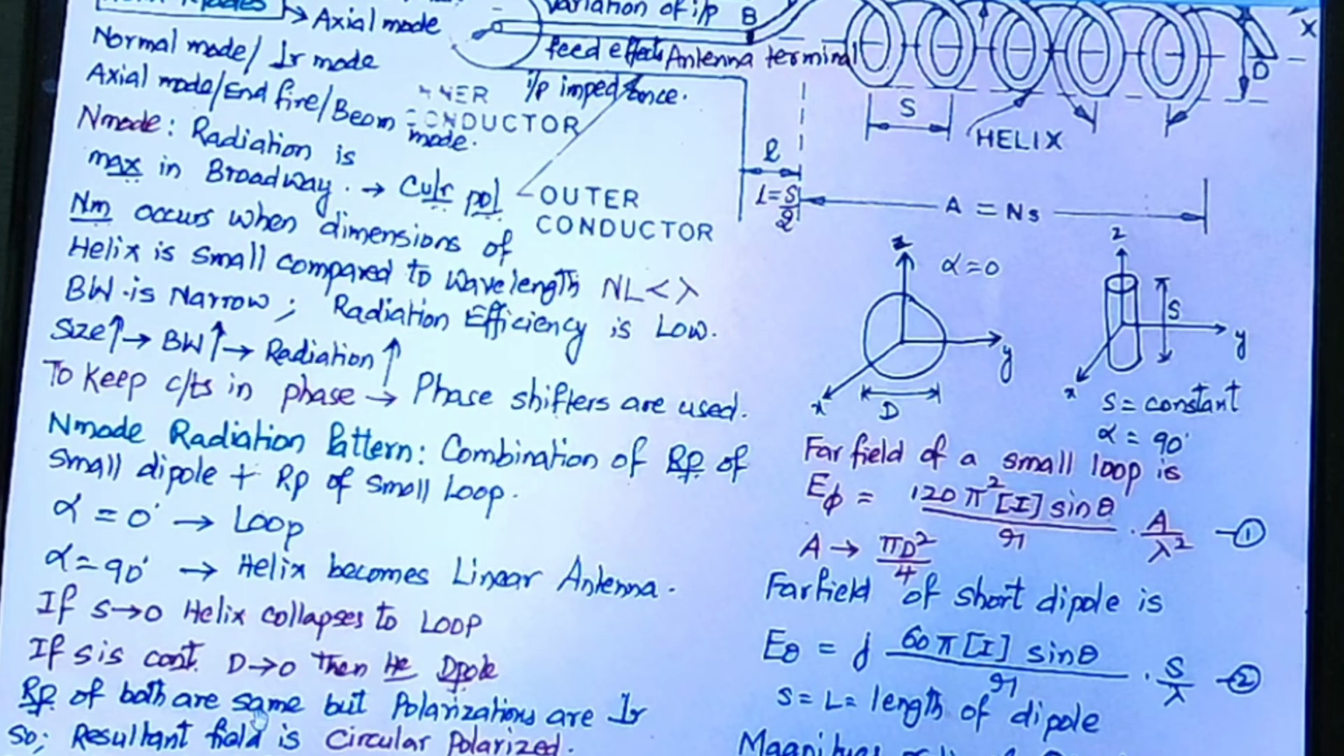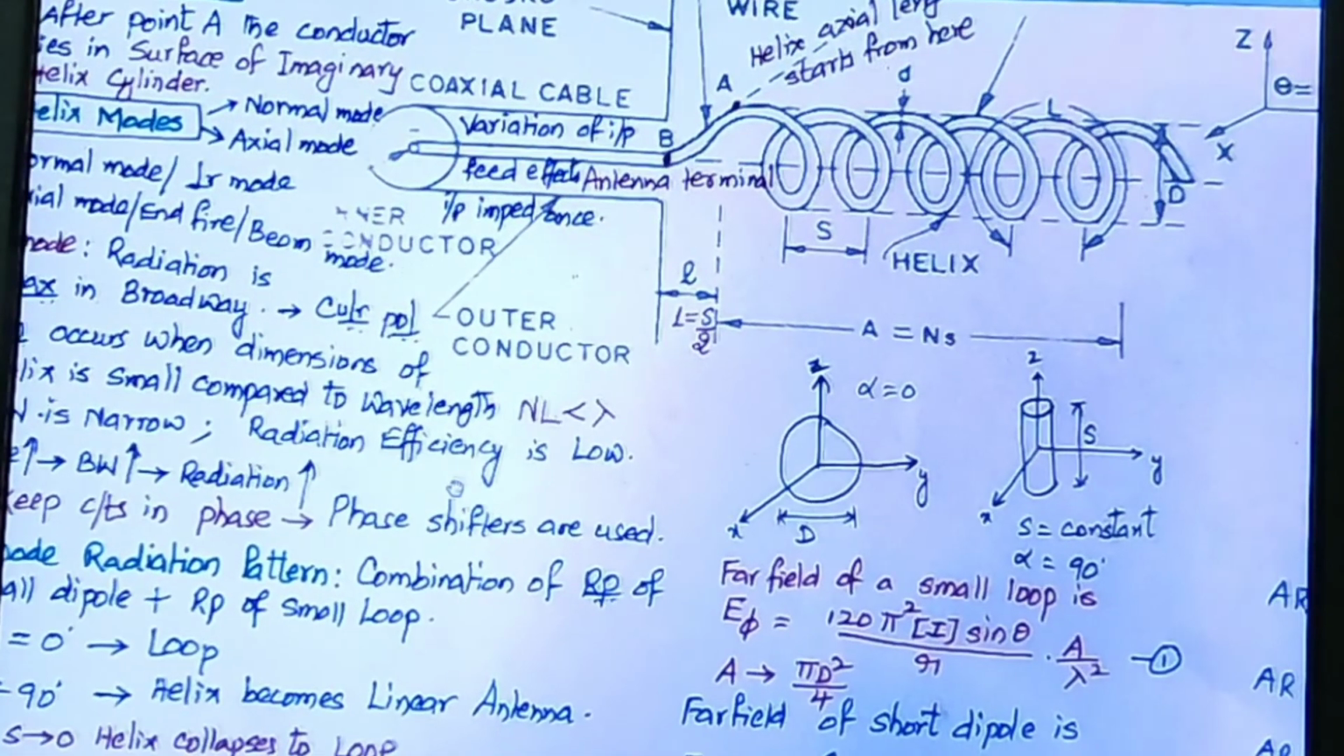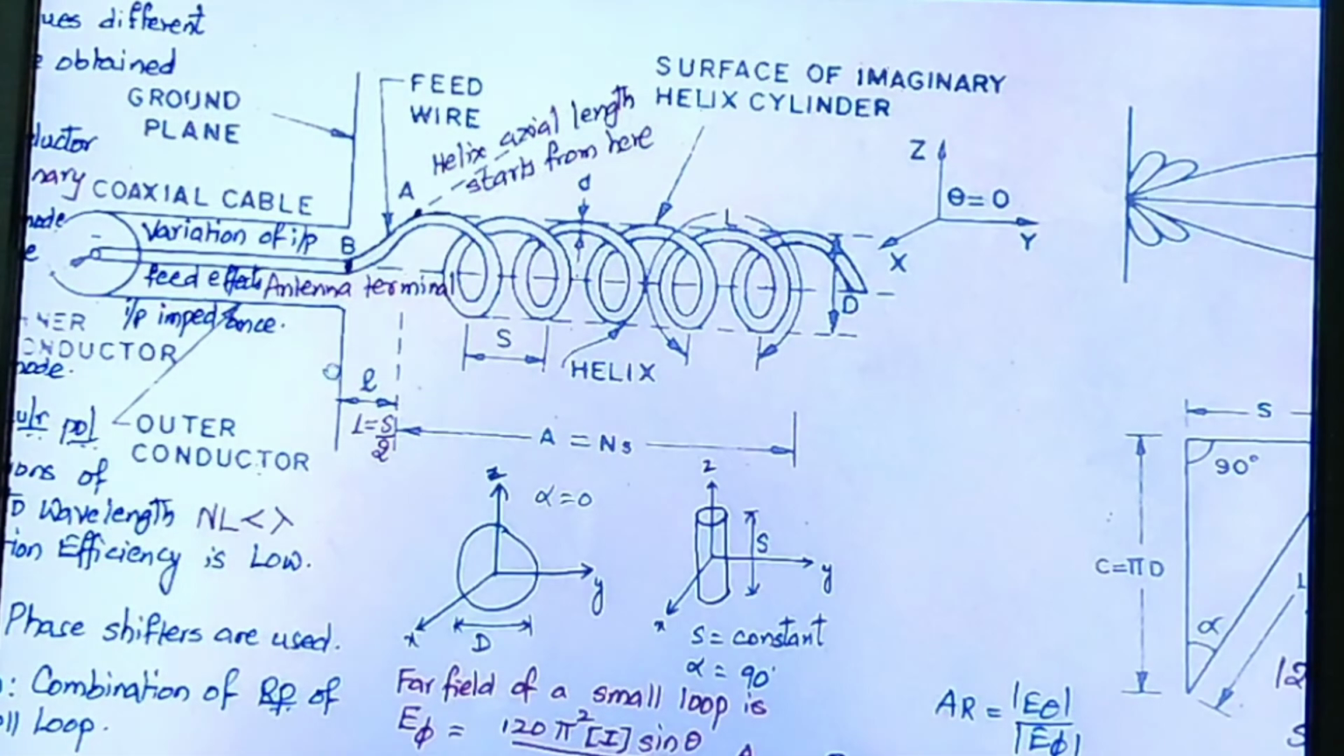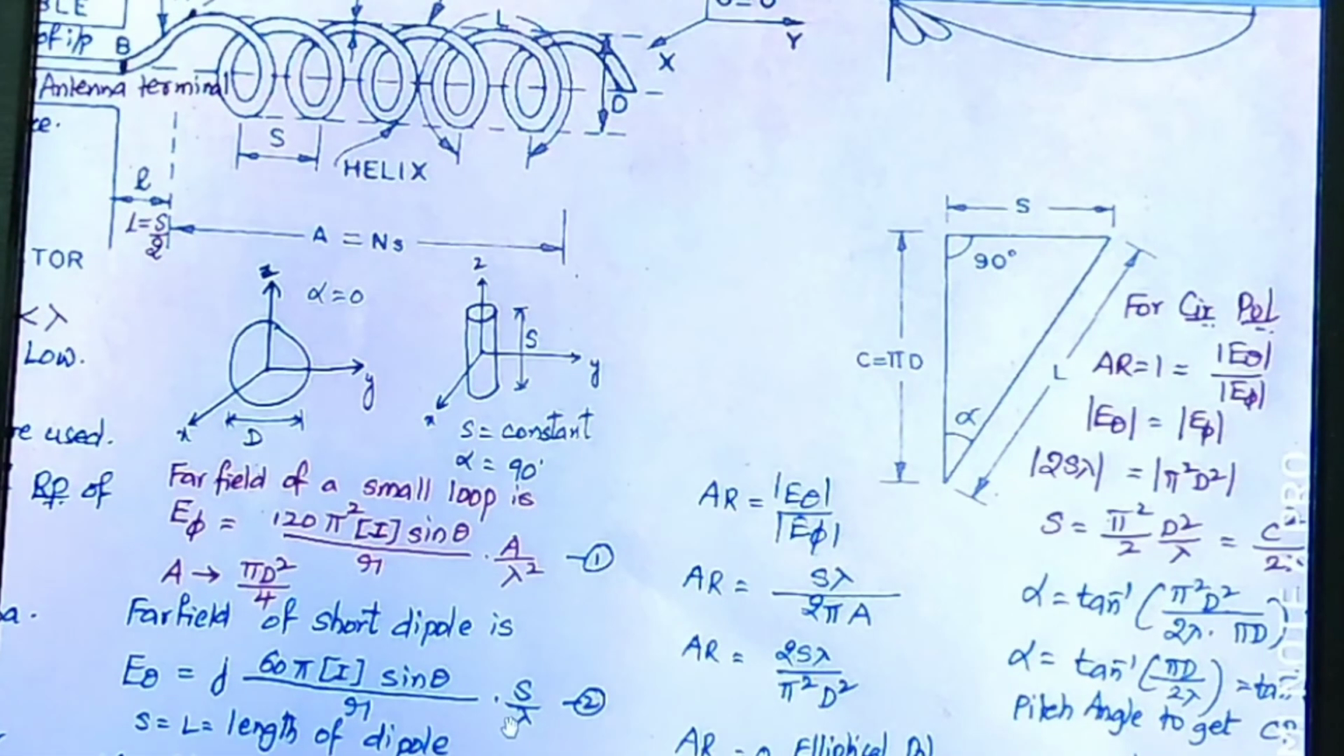The radiation pattern of a loop antenna and the radiation pattern of a dipole antenna are both the same, but their polarizations are perpendicular to each other. So the resultant field, from the radiation pattern of a loop antenna and the radiation pattern of a dipole antenna, will result in circular polarization. Now, depending on the field strength ratio, the amplitude ratio, we can define different types of fields, and what are the different types of fields that arise here.